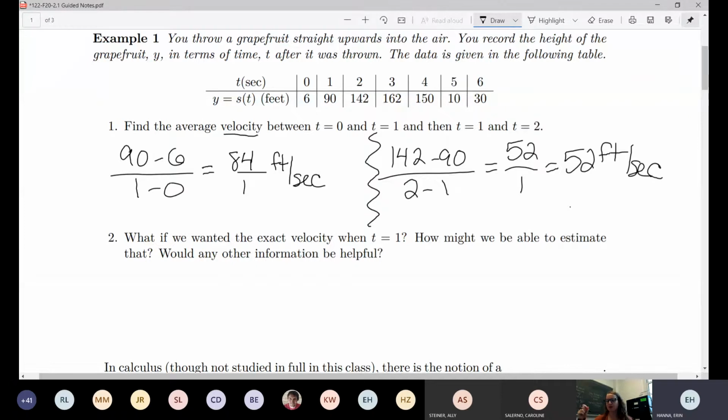There are a couple of ways we can estimate this idea of the exact velocity at a single point. We have two choices, and we're going to build on these two choices as we go through these notes. The first thing we could do is average the two average velocities.